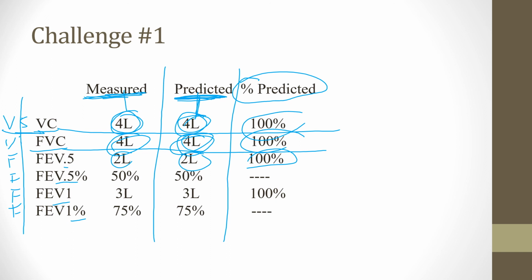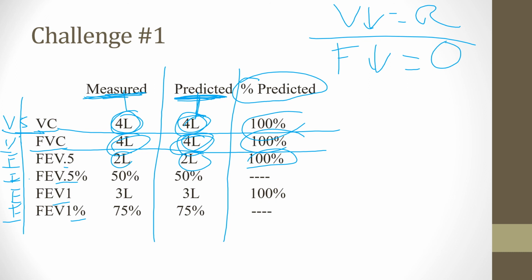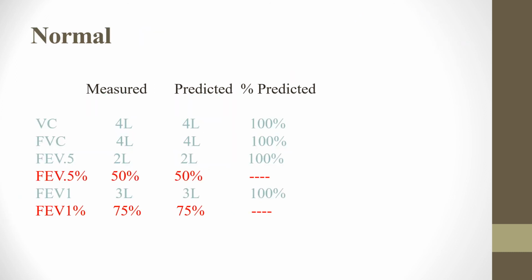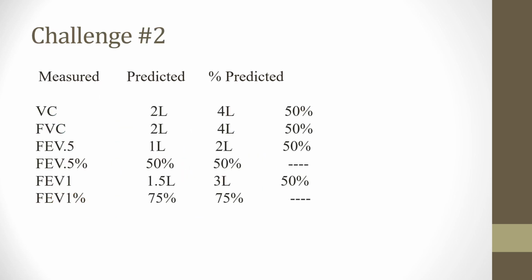And what I recommend doing is just going through and labeling volumes and flow rates to begin with, and then you know that if a volume is low, it equals a restrictive disorder. If a flow rate is low, then it equals an obstructive disorder, okay? So this is a perfectly normal test, right? Everything was 100% predicted. Nothing to talk about here, just making you guys able to see what this looks like. Okay, so let's do a different challenge here.